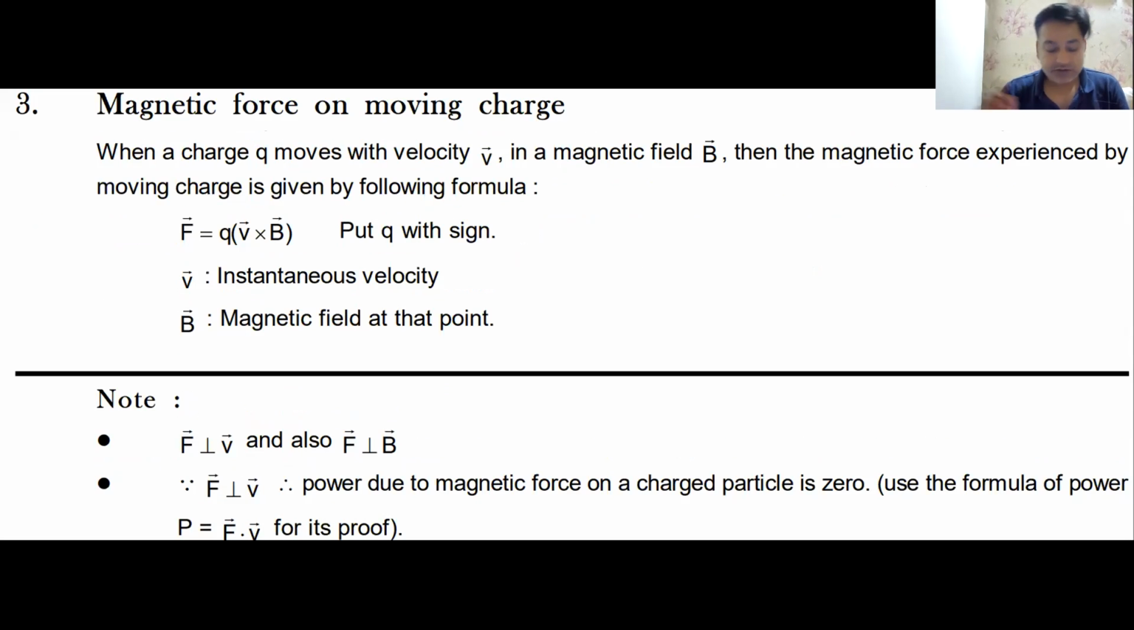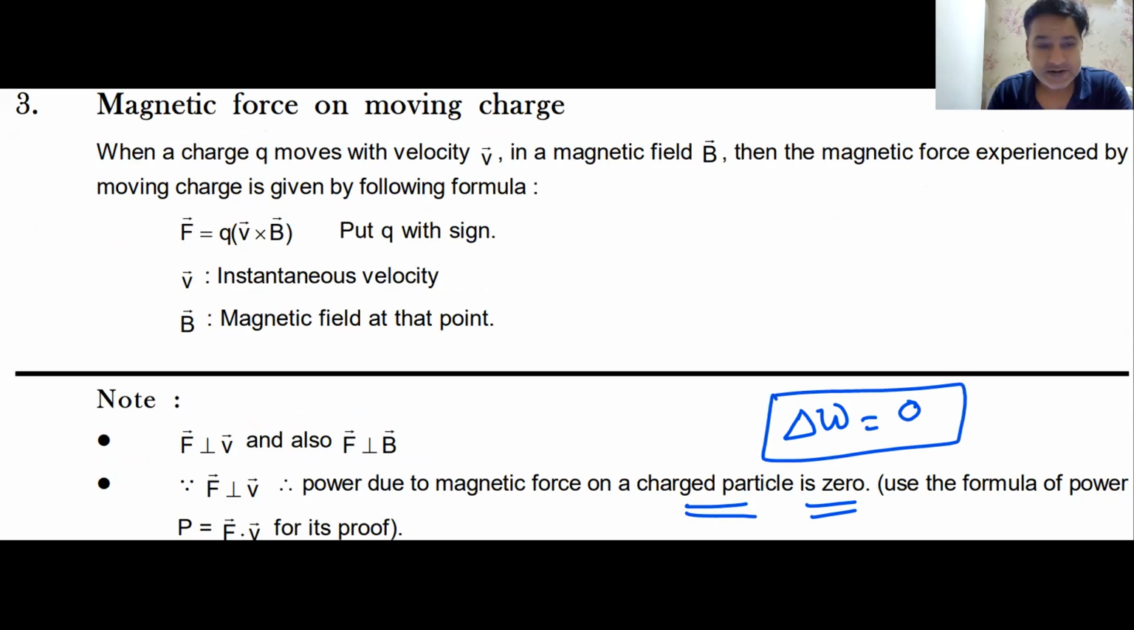Since it is perpendicular to both V and B, the power or the work done by this force is always zero. Yes or no? You understand this? Work done by magnetic force is always zero. That means this magnetic force cannot change the kinetic energy of the body. It means that it cannot change the speed of the body. Then what it can do, it can only change the direction of velocity of a moving body.